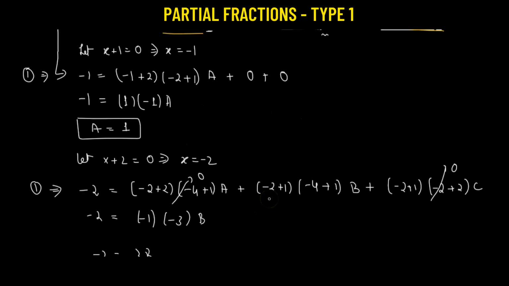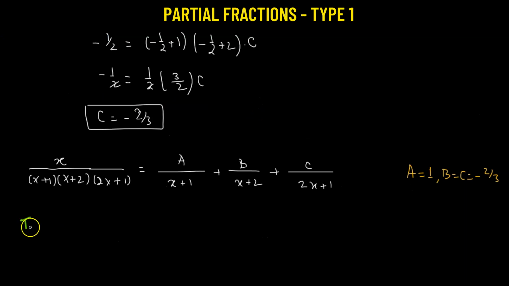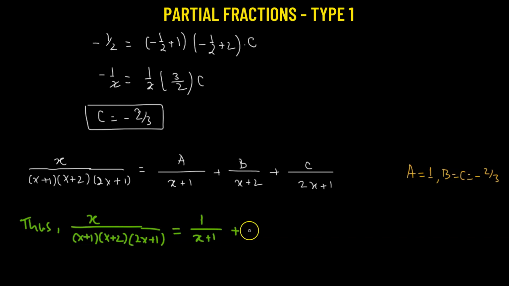So we can replace these values back into our original assumption, and this is going to give us the required partial fraction. So let's do that. Thus, x divided by x plus 1 multiplied to x plus 2 multiplied to 2x plus 1 is going to be equal to a, so the a value is 1, 1 divided by x plus 1, plus b. The b value is negative 2/3 of x plus 2. And then we have c, which is also negative 2/3 of 2x plus 1. So this is going to be the required 3 partial fractions for our given original rational fraction.